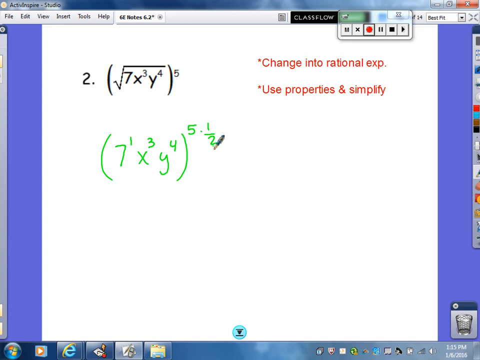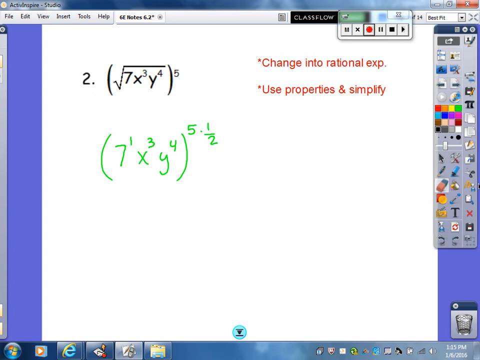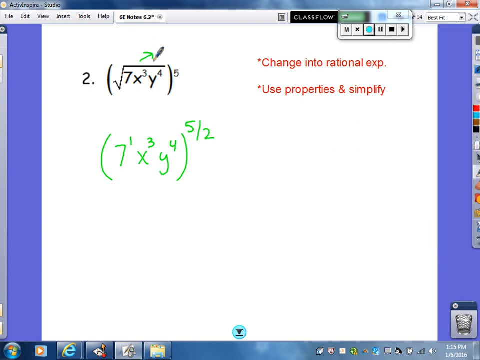So that means this all is going to be raised to the 5/2 power. All right, because this became 1/2. Square root's 1/2. All right, now use your properties. Power to a power are going to multiply. So 7 to the 5/2, x to the 15/2, and y to the 20/2, which is 10. So there's my final answer because I was asked to leave it in rational exponents.